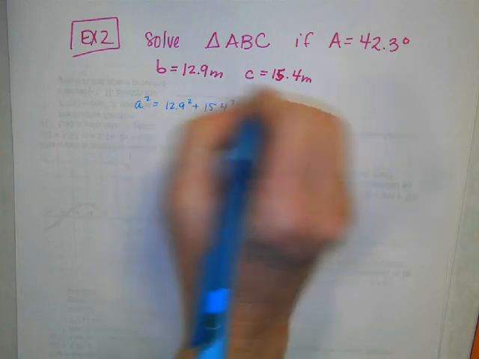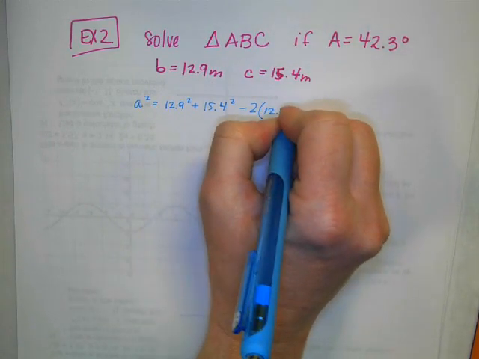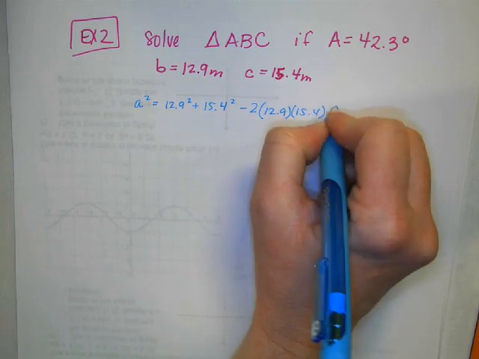minus 2, and it's the same two sides that you just wrote down, 12.9 and 15.4, cosine.